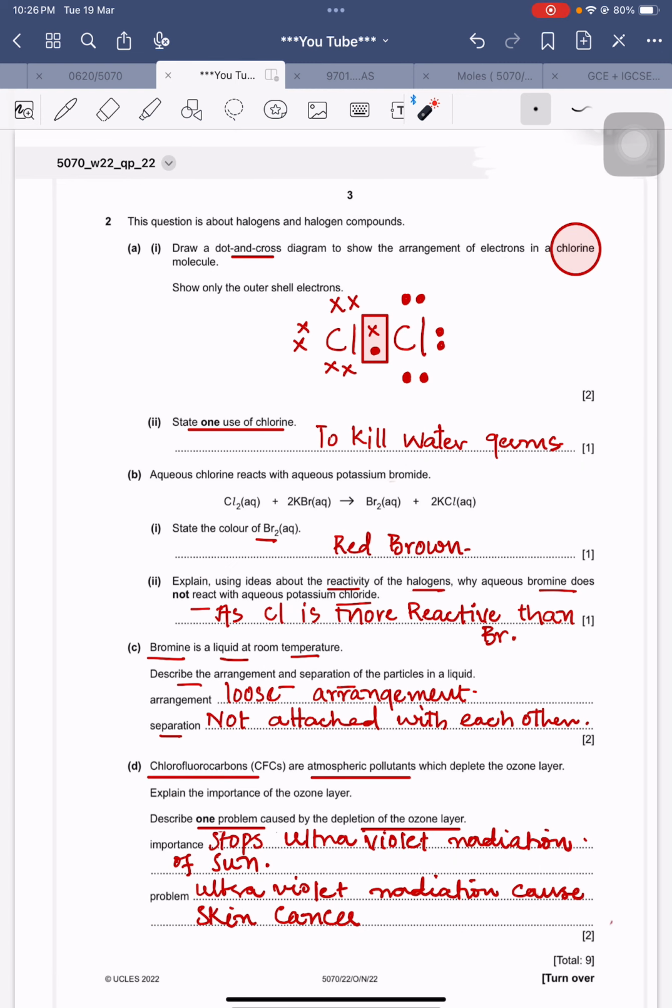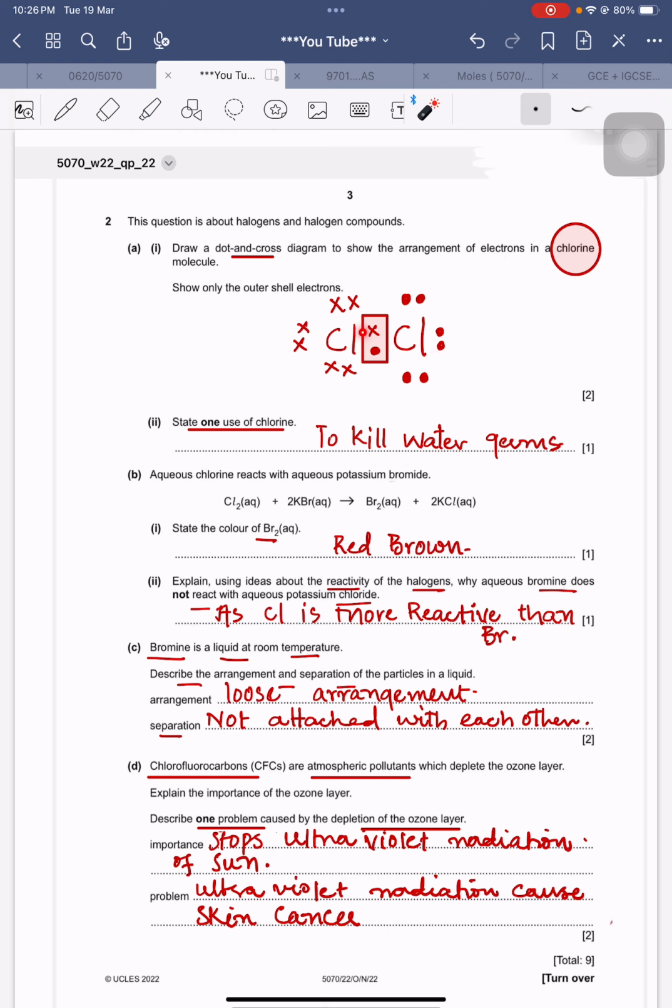I am on the last question for this session, and the question is about the halogens. Halogens are the elements of group number 7. Draw a dot and cross diagram for a chlorine molecule. This is the way to draw the dot and cross diagram for chlorine. You can see this from this practice.